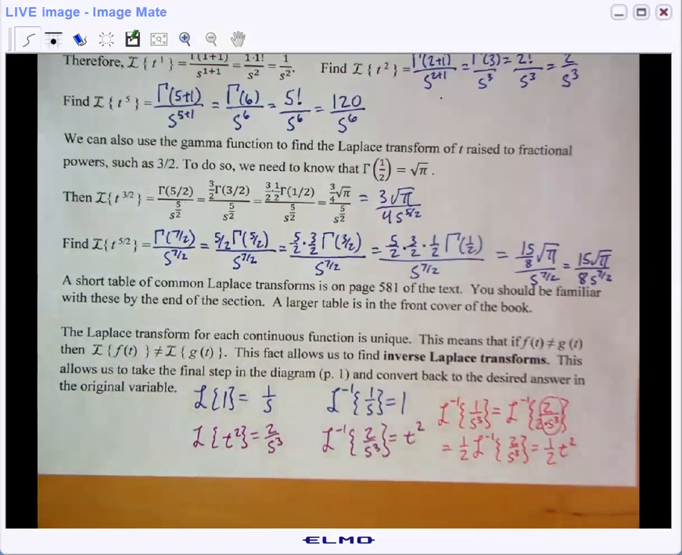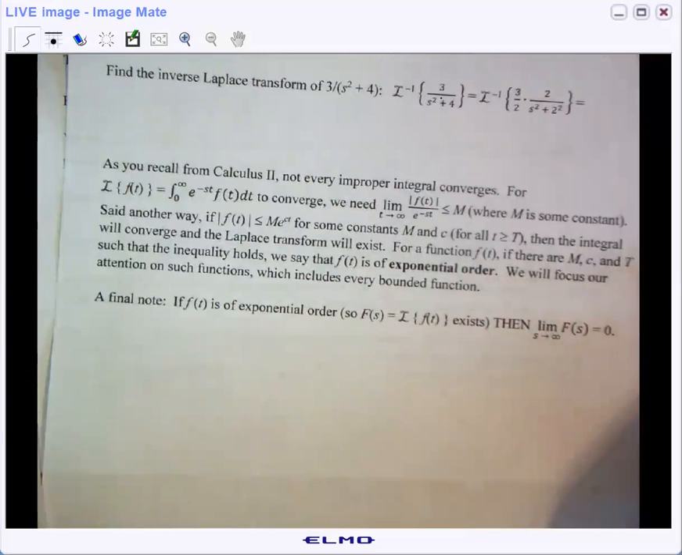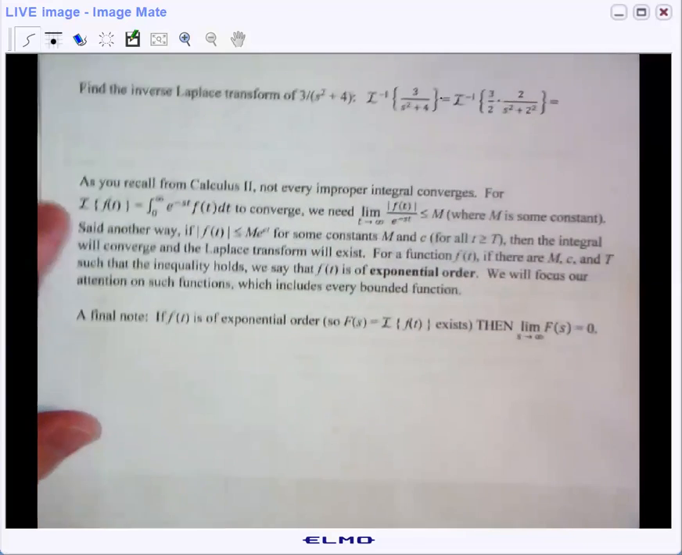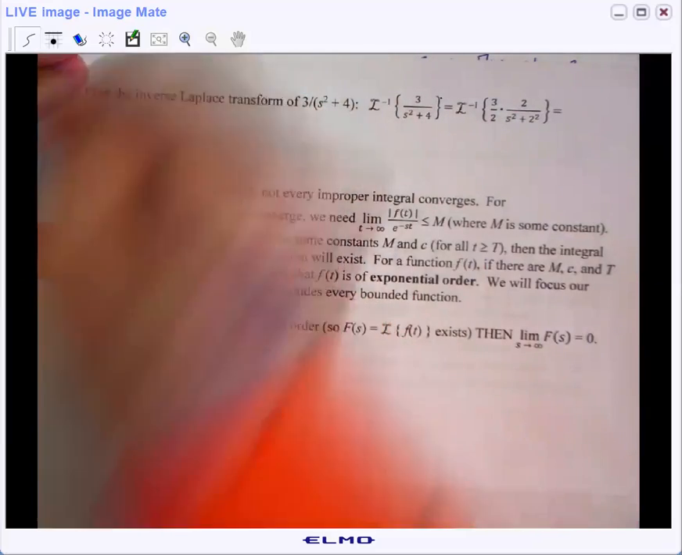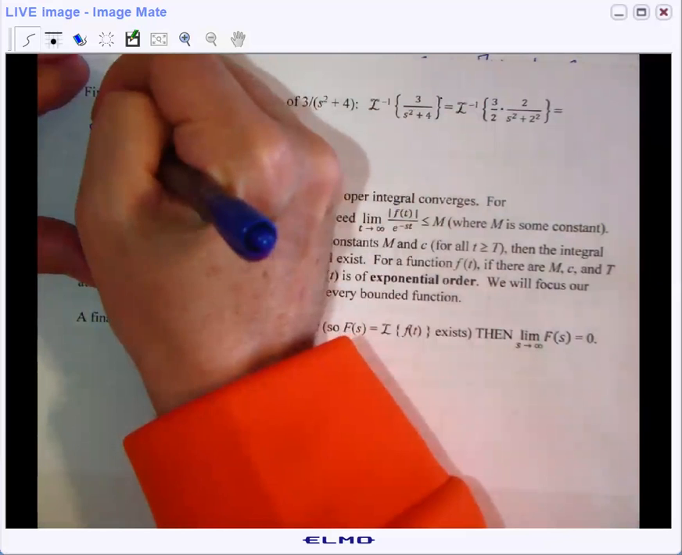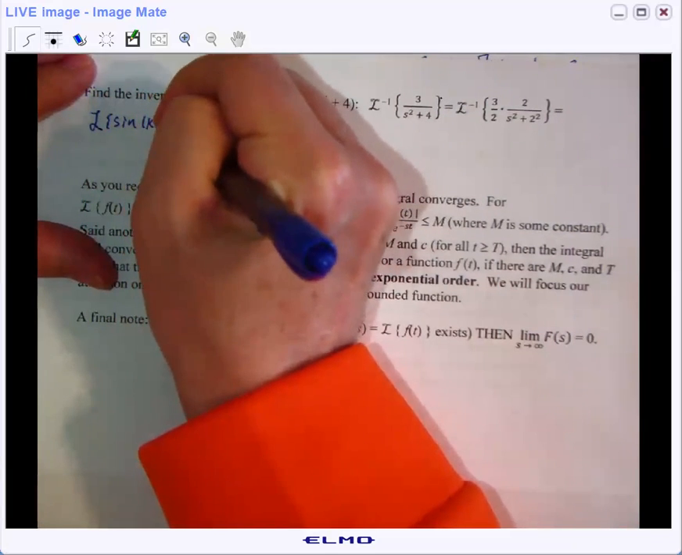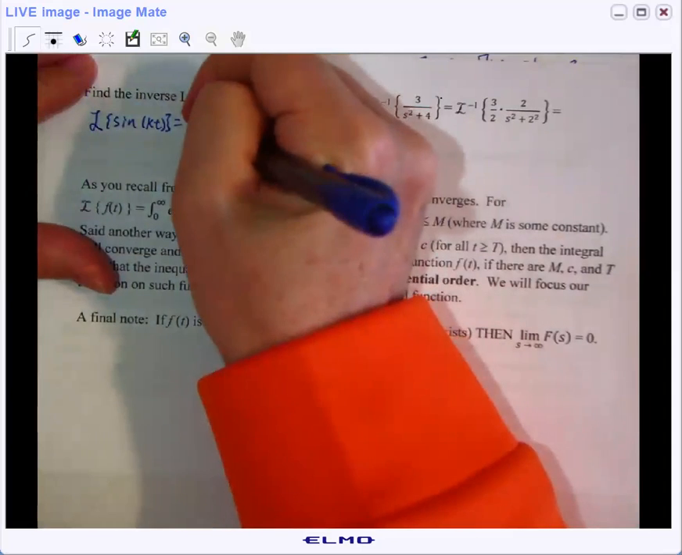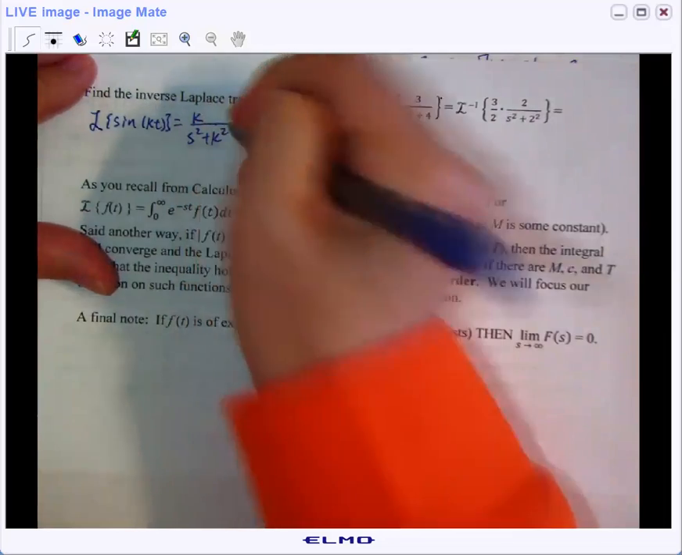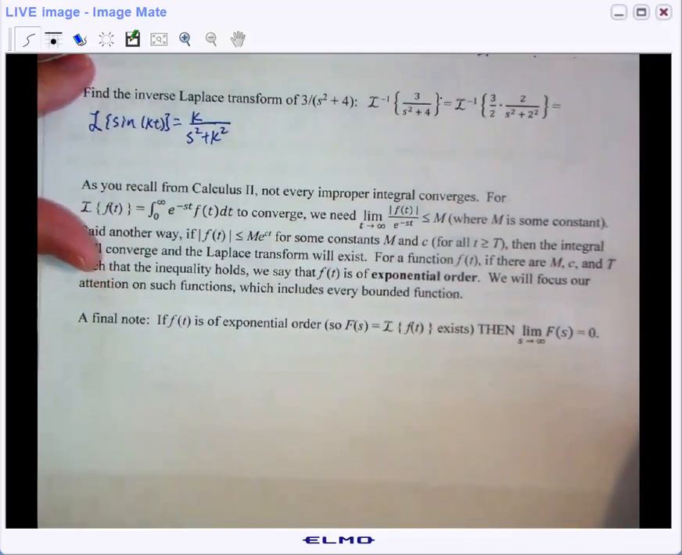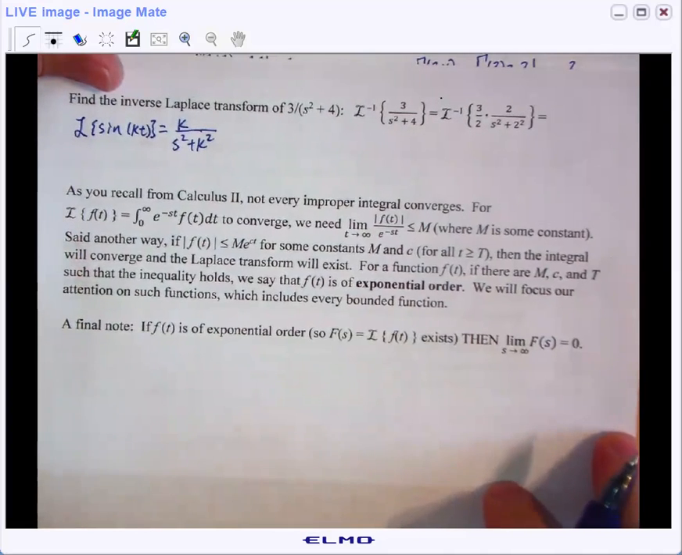Okay. So let's go ahead and do another example here. So we know that the Laplace transform for sine of kt is equal to k over s squared plus k squared. Okay, that guy's in your table. You can also prove him using the definition of the Laplace transform.